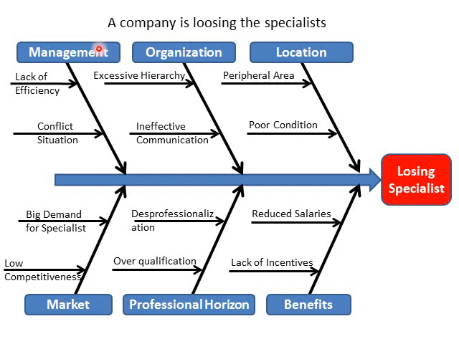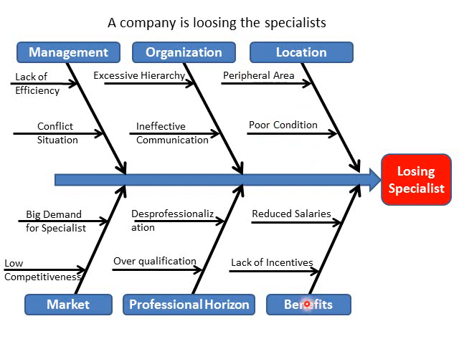Whereas the major causes, such as management, organization, location, market, professional horizon, and the benefits, these are the major causes or the main causes, and they are on the extreme edge of the fish skeleton. Whereas the bones of the fish on each of these major causes are the minor or the secondary causes. For example, in case of location, the two minor causes maybe are peripheral area and the poor condition.